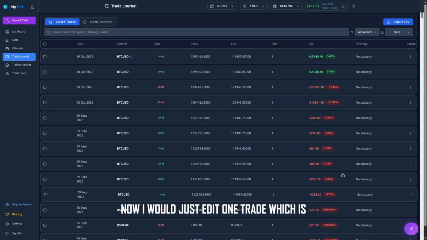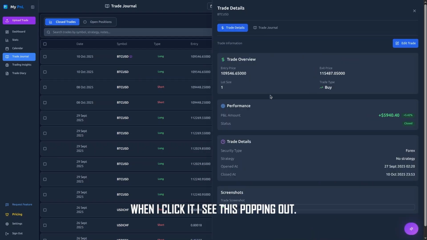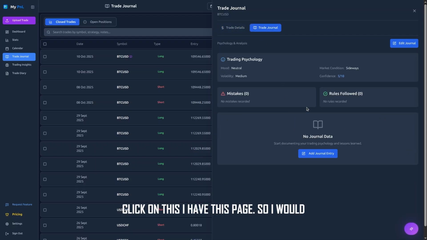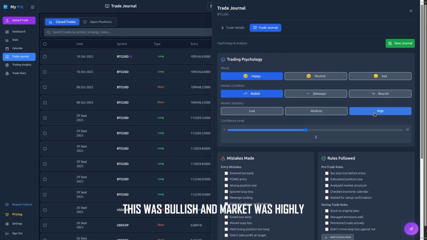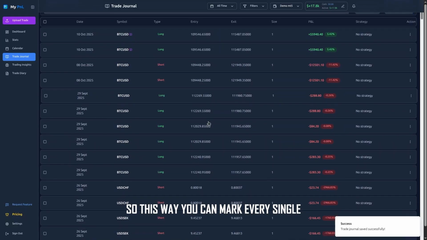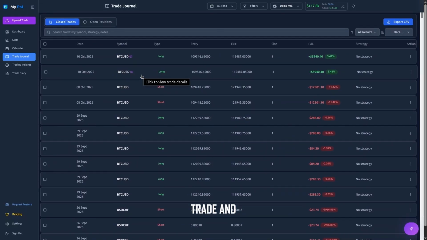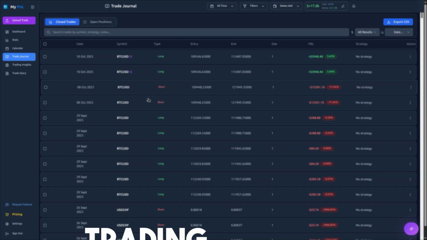Now I will edit one trade, which is this BTC USD trade. When I click it, I see this popping out. This right here is the trade journal. When I click on this, I have this page. So I would just edit journal. This trade, I will mark it as happy. This was bullish and the market was highly volatile. And I'll just save the journal. So this journal has been saved. This way you can mark every single trade and clean your mistakes by not repeating the history.